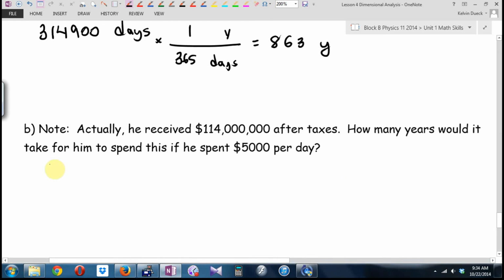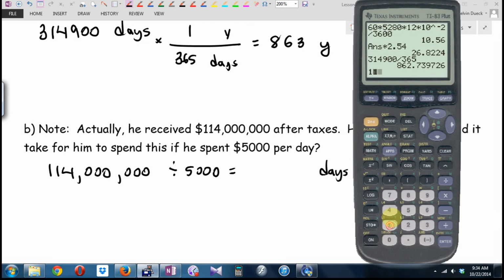Well, let's take this 114 million and divide it by $5,000, first of all, to change it into days. Divided by 5,000. Okay, now we're talking 22,800 days. Is that right? Double check me. Anybody else get that? Because I might have missed a zero. 114 with 6 zeros divided by 5,000. Is that right? Yep. Okay.